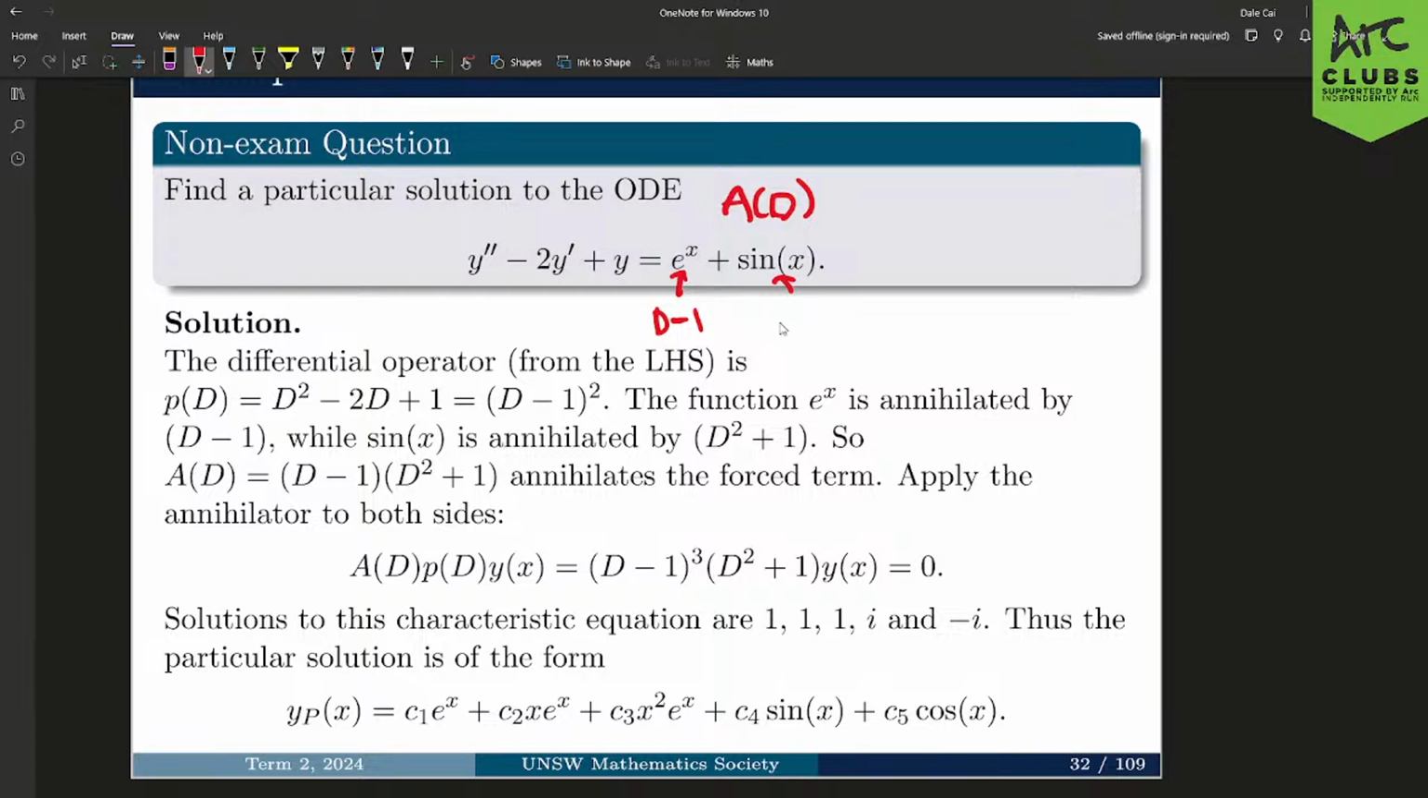and sine of x, you should know that if you differentiate this twice, it will just become the negative of the original. So D squared plus 1 is going to annihilate sine x. So the annihilator, (D minus 1)(D squared plus 1), is going to annihilate the entire right-hand side, because both of these terms are going to be annihilated. So we apply the annihilator to both sides. We get the annihilator times the characteristic polynomial for the left-hand side with the differential operator plugged in, times y of x, is equal to 0.